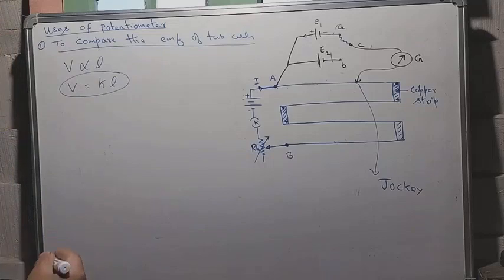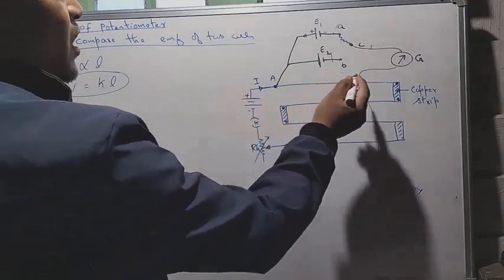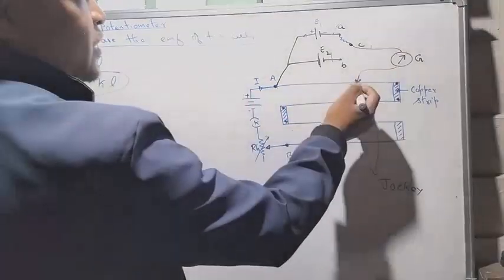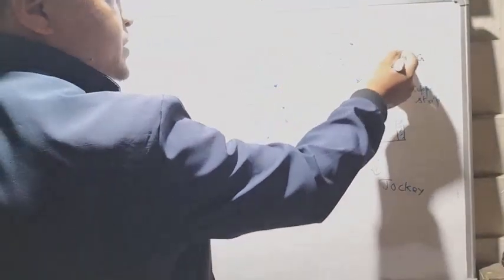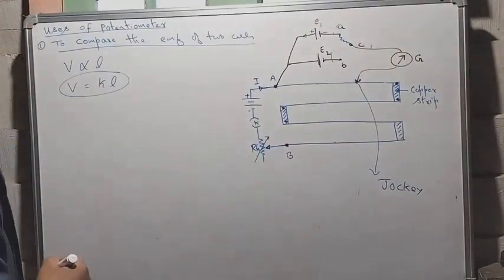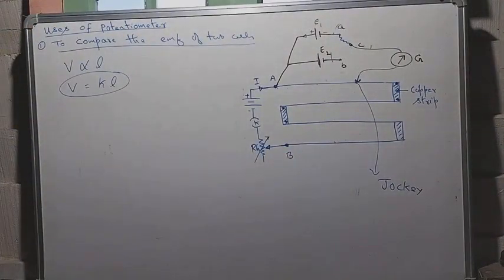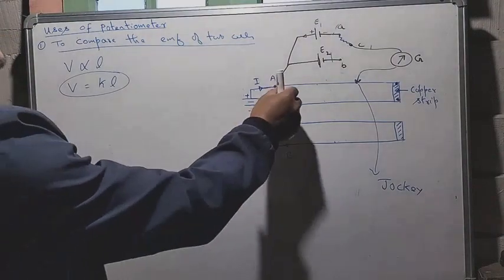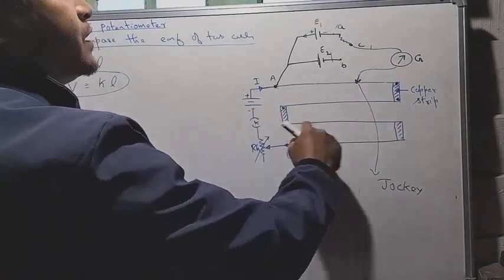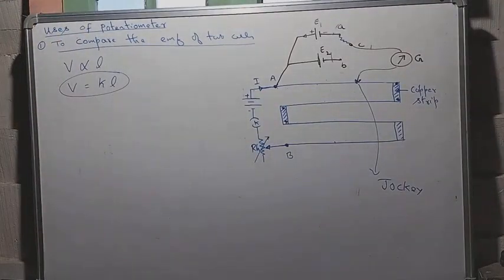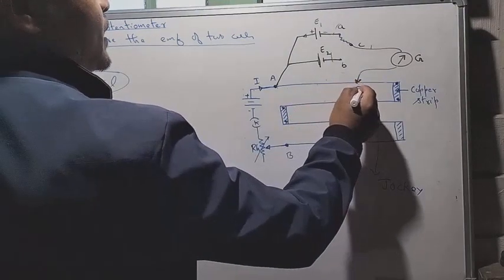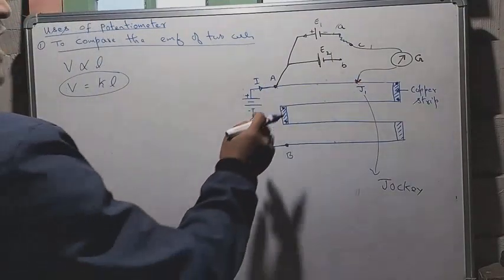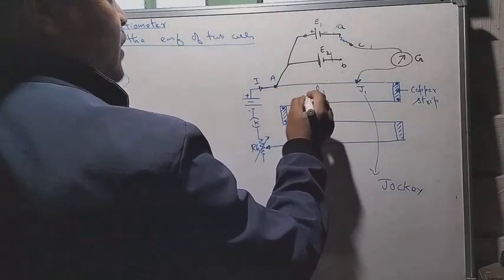If I take this jockey and slide it along the wire till I get a zero deflection in the galvanometer, a zero deflection means that the current in this circuit is zero. Let me name this point G1, and the length of this part here, let's say it is L1.